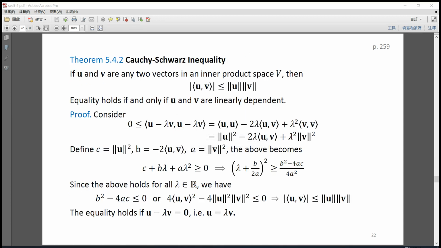In section 5.1, we have proved the Cauchy-Schwarz inequality in R2 or R3. And in this section, we will prove the Cauchy-Schwarz inequality for any inner product space, which is theorem 5.4.2. If U and V are any two vectors in an inner product space V, then the absolute value of the inner product of U and V is less than or equal to the norm of U times the norm of V. The equality holds if and only if U and V are linearly dependent.